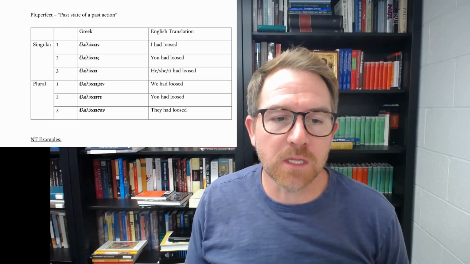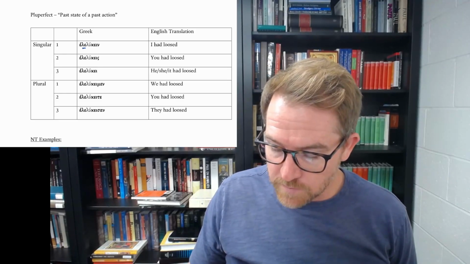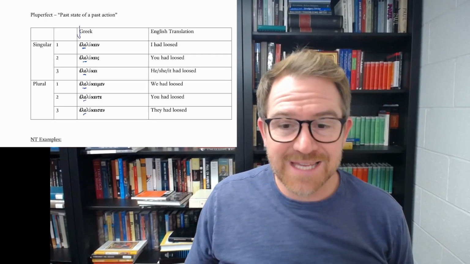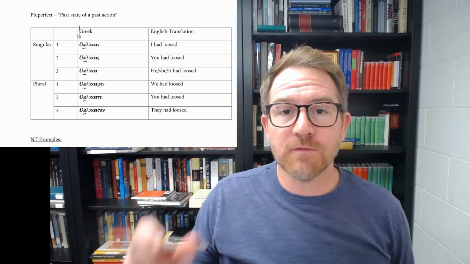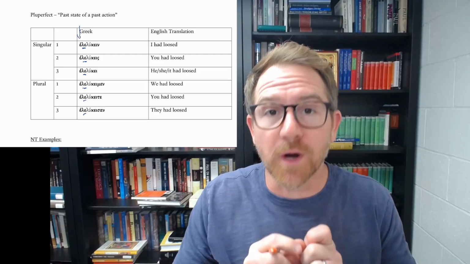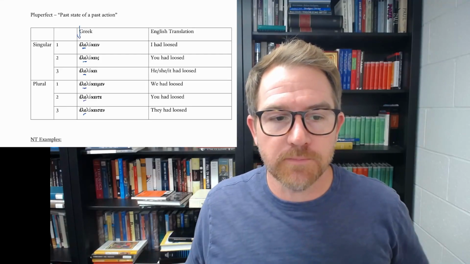So elelukein, I had loosed. Elelukeis, you had loosed. Elelukei, he, she, it had loosed. Elelukeimen, we had loosed. Elelukeite, you had loosed. Elelukeisan, they had loosed. Now these pluperfect verbs, notably, have the reduplication that you would expect on the perfect, but you also have the epsilon prefix and the reduplication. So you are combining features that you see in the perfect and in the imperfect, and you're getting the pluperfect, right? So addition by addition.